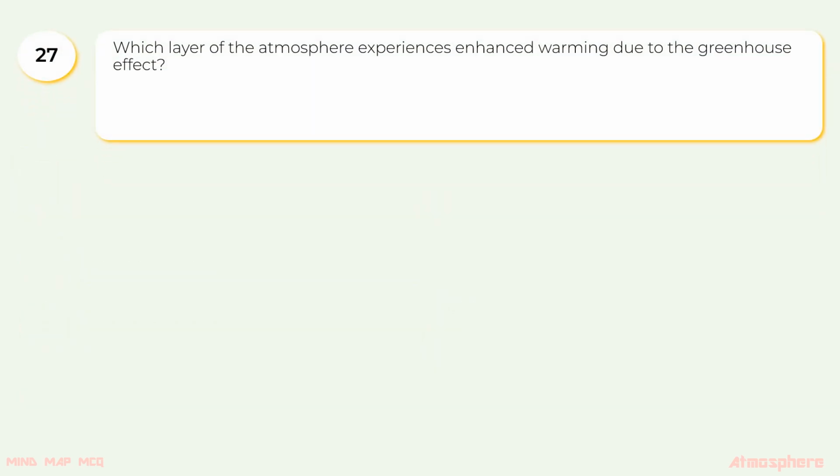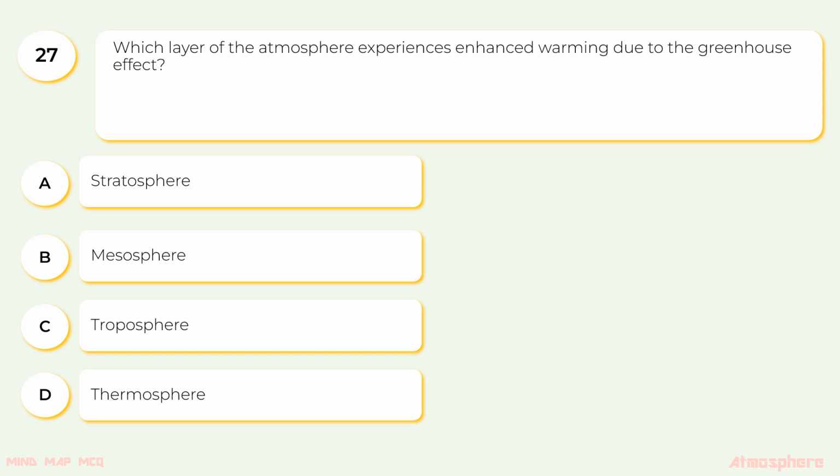27. Which layer of the atmosphere experiences enhanced warming due to the greenhouse effect? The options are A. Stratosphere, B. Mesosphere, C. Troposphere, D. Thermosphere. The correct option is C.